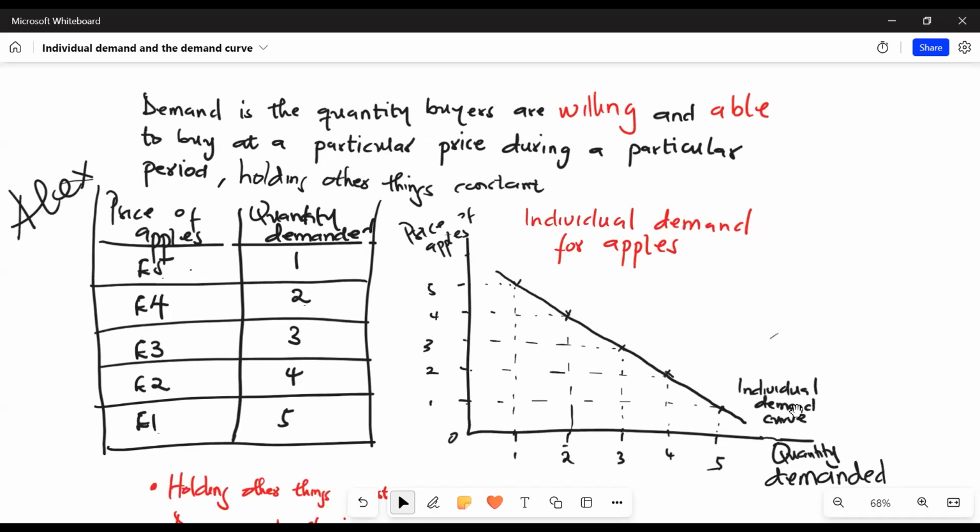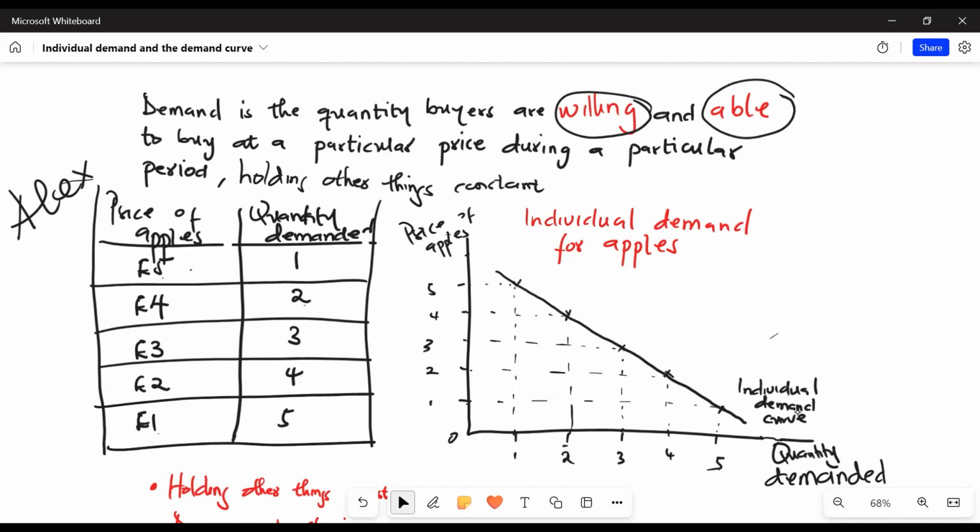Now, demand is the quantity buyers are willing and able to buy at a particular price during a particular period, holding other factors constant. In simple words, we can say demand is the willingness of a buyer to buy a product at a particular price, as well as the ability of that buyer to be able to afford that product, given the buyer's budget. The relationship between demand and price can be represented by what we call the demand curve.